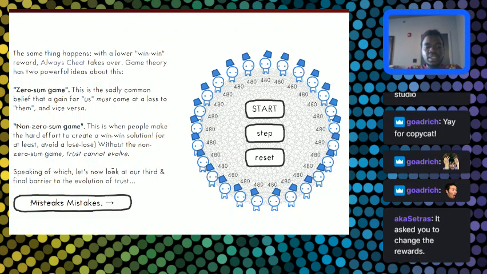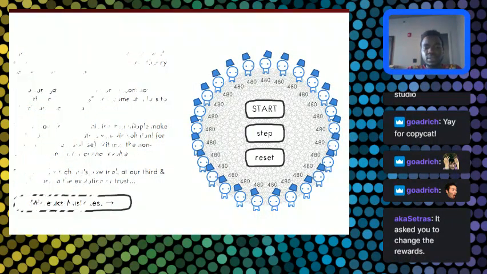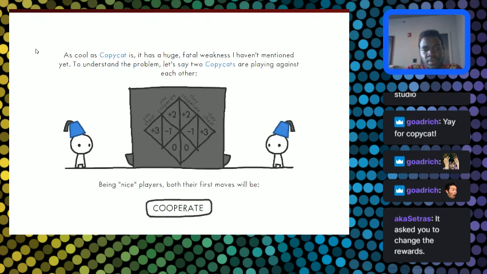Speaking of which, let's now look at our third and final barrier to the evolution of trust. As cool as copycat is, it has a huge fatal weakness I haven't mentioned yet. To understand the problem, let's say two copycats are playing against each other. Being nice players, both their first moves will be cooperate.